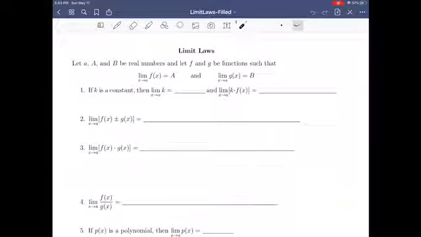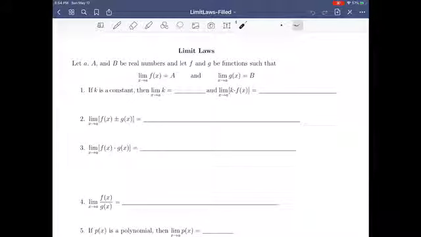In this video, we're going to introduce the limit laws that we can use to solve limits algebraically, and then we're going to do some examples. So I'm going to introduce all the laws first, and then we'll use them and compute some limits.